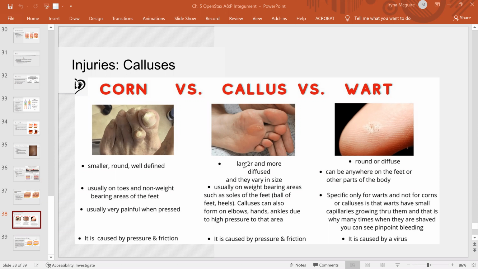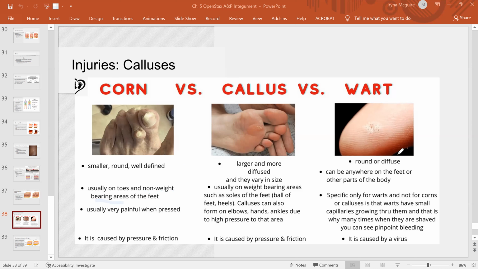Now, a callus is larger and more diffused. So here's the callus, usually on weight-bearing areas such as soles of the feet. Calluses can also be formed on elbows, hands, ankles due to high pressure to that area. So it's caused by pressure and friction. But it's, as I said, larger and more diffused compared to the corn that is smaller, round, and well-defined. And a corn is usually not on a weight-bearing area.